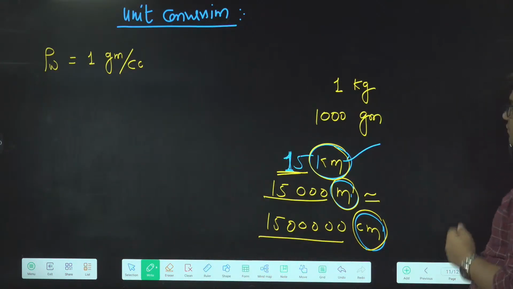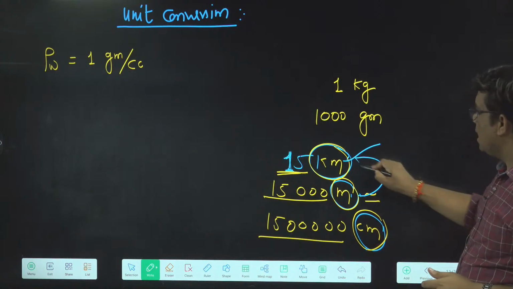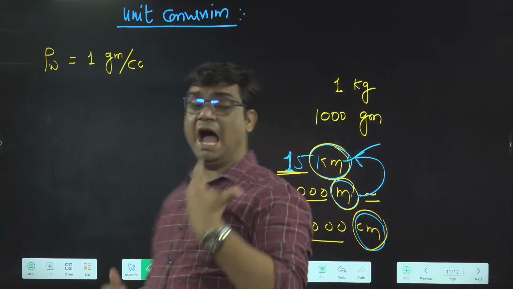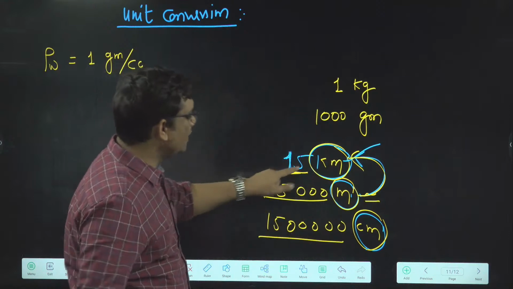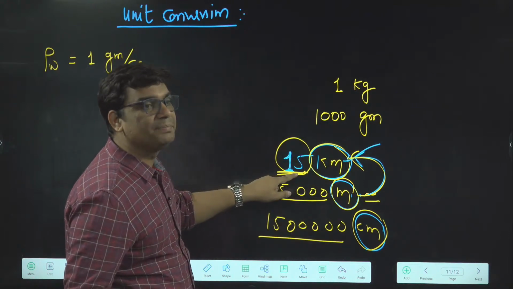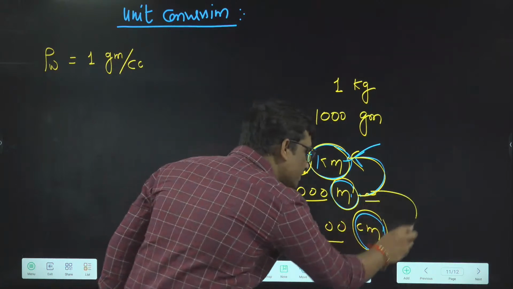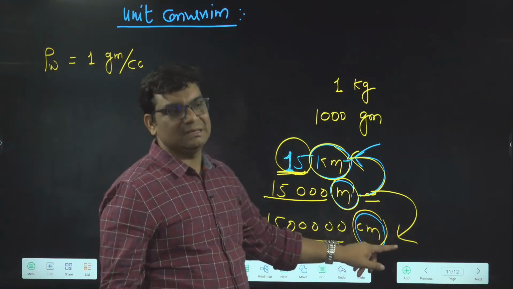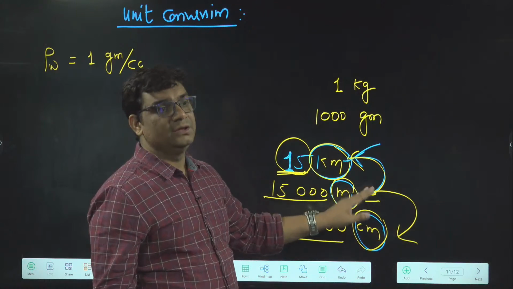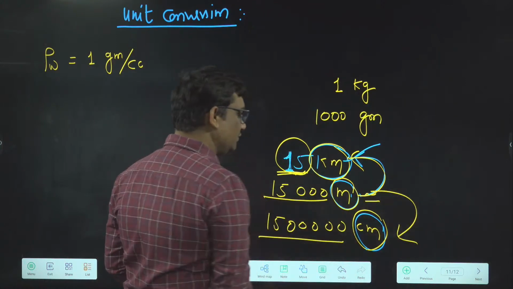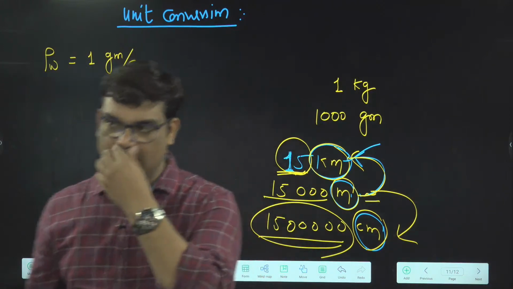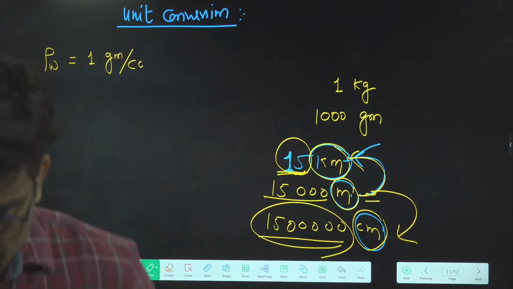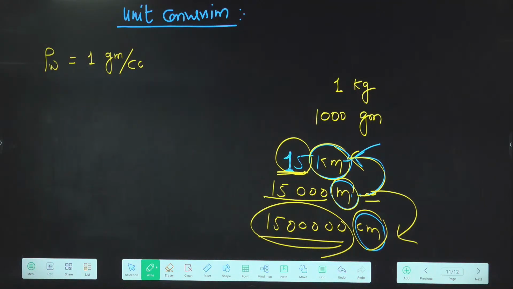Here you can say that when we are going from meter to kilometer, we are going for higher units. And when you are going from meter to kilometer, to higher units, that value, that magnitude, is decreased. When we are going from meter to centimeter, we are going for lower units, so this value is increased. Means when you go for a higher unit, the value will be reduced. When we go for a lower unit, the value will be increased.